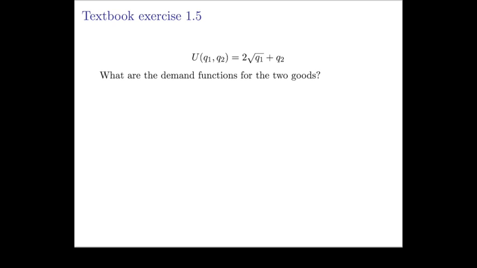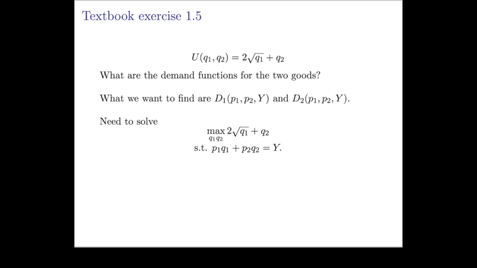Textbook exercise 1.5. The utility function is a quasi-linear utility function. The utility from Q1, Q2 is 2 times the square root of Q1 plus Q2. And we're tasked with finding the demand functions for the two goods. So what we want to find are D1 of P1, P2, Y, and D2 of P1, P2, and Y.